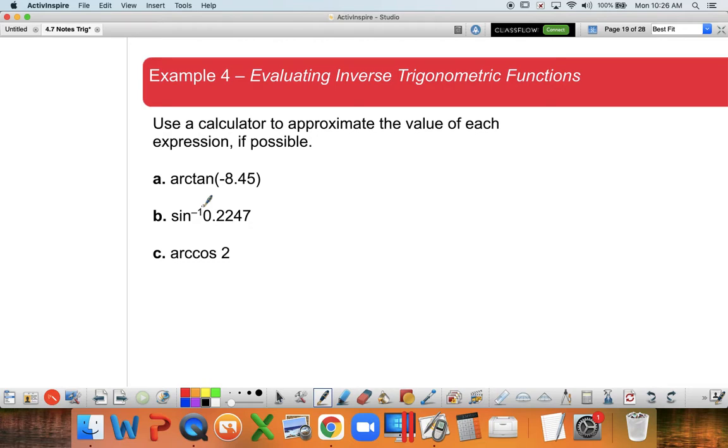So for arctangent, I do second tangent on my calculator, -8.45, and I get out approximately, let's just round to 2 decimal places, -1.45. My next one, I want the inverse sine, and I don't see any degree symbols, so I'm just going to type it in as is. And I get out approximately 0.23, just round to 2 decimal places.